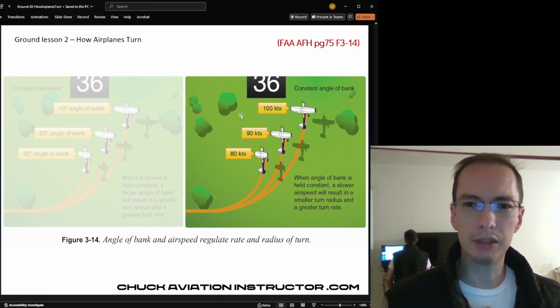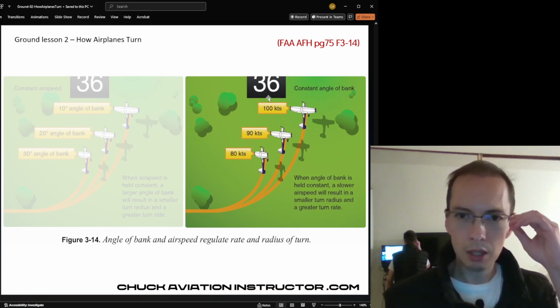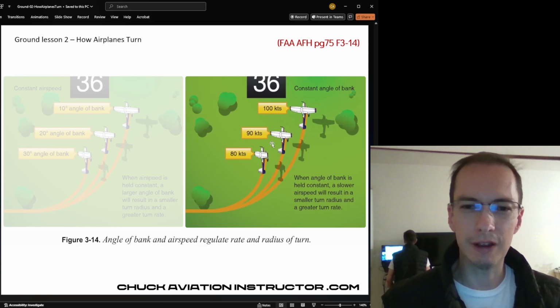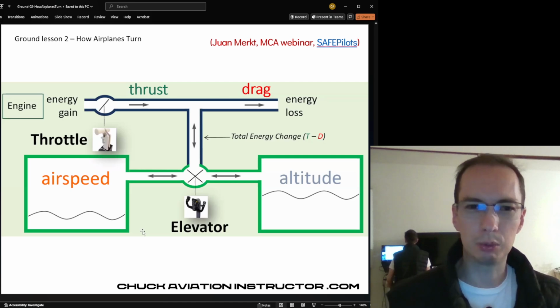Particularly when coming from base to final, you might want to make it to your runway, and if you only turn shallow or if you add too much speed, well, your turn is going to take you past your desired final approach course. Plus, you don't want to be too fast when you're coming in for landing on final. So you don't control your altitude just with the thrust, just with the throttle.